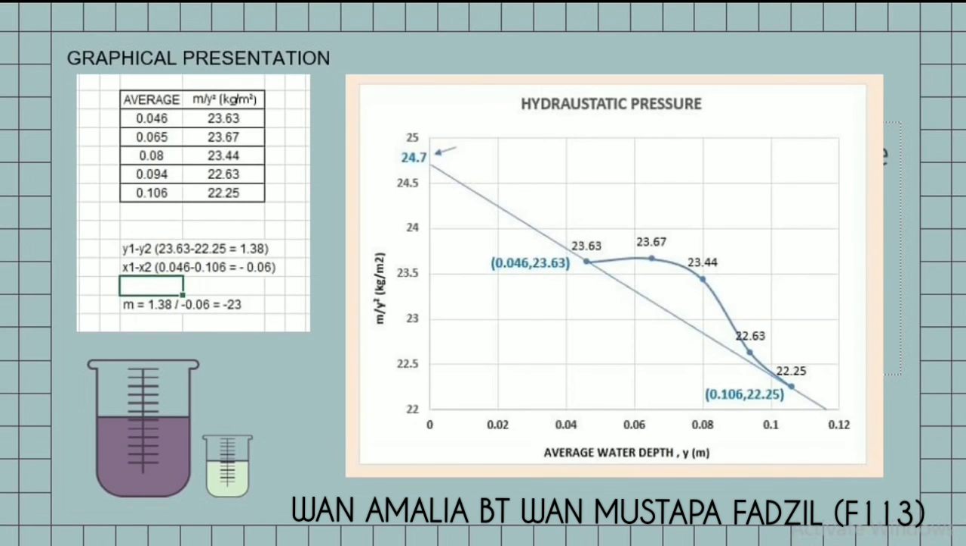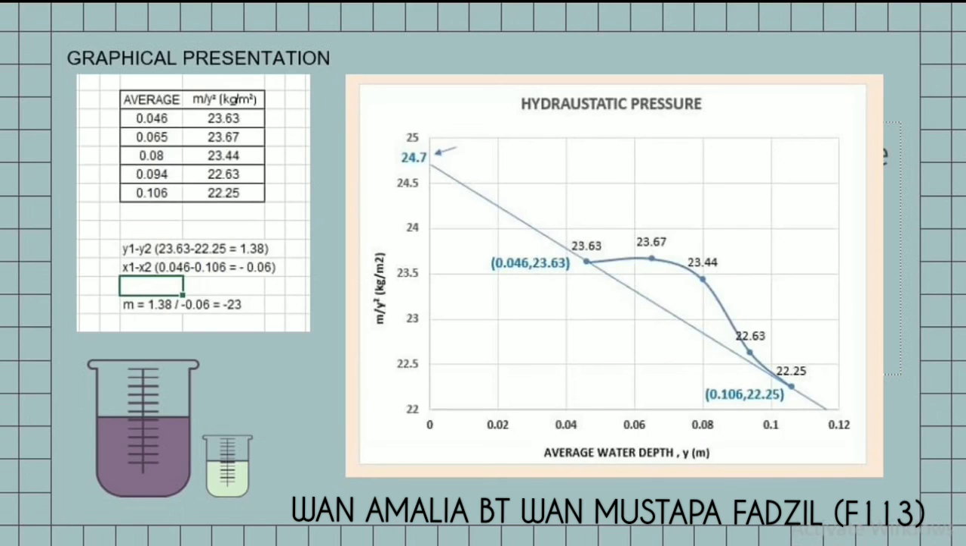Next, for the graph of hydrostatic pressure, y stands for m over y square and x stands for average water depth. The graph is based on the calculation that we got. Look at the y-axis. On the top you will see 24.7. How we get 24.7 is by making one line that touches 2 points of the graph.